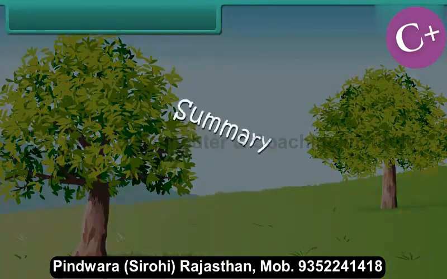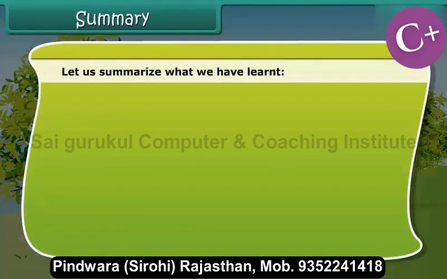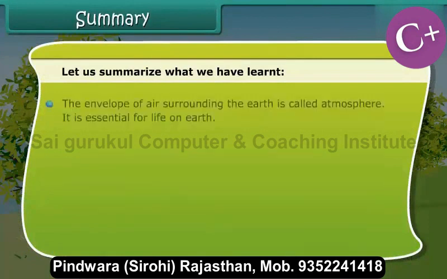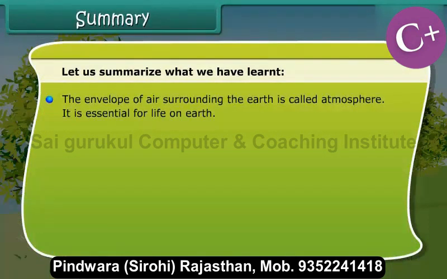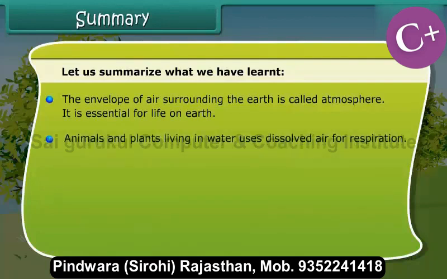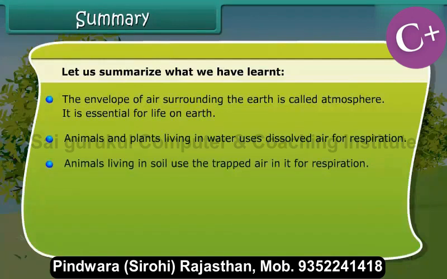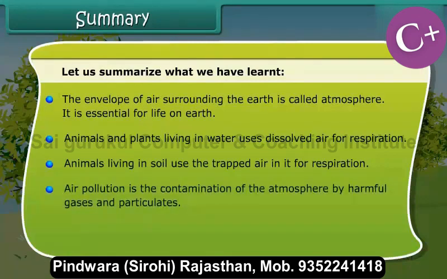Summary. Let us summarize what we have learned. The envelope of air surrounding the Earth is called atmosphere. It is essential for life on Earth. Animals and plants living in water use dissolved air for respiration. Animals living in soil use the trapped air in it for respiration. Air pollution is the contamination of the atmosphere by harmful gases and particulates.